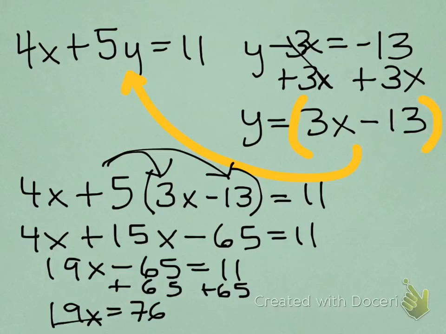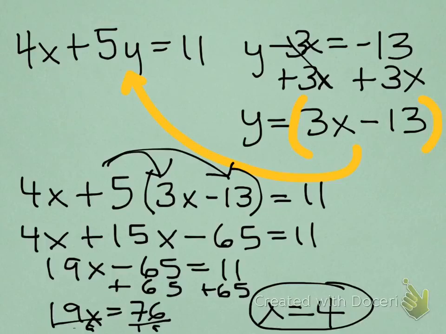And I'm going to divide both sides by 19 to get x equals 4. Now for step 3, I take x equals 4 and plug it into either of the equations. I'm again always going to use the one that's easier, so in this case I'm going to use the one that I had to change for y. So I'm going to take the x and plug it in for x there.